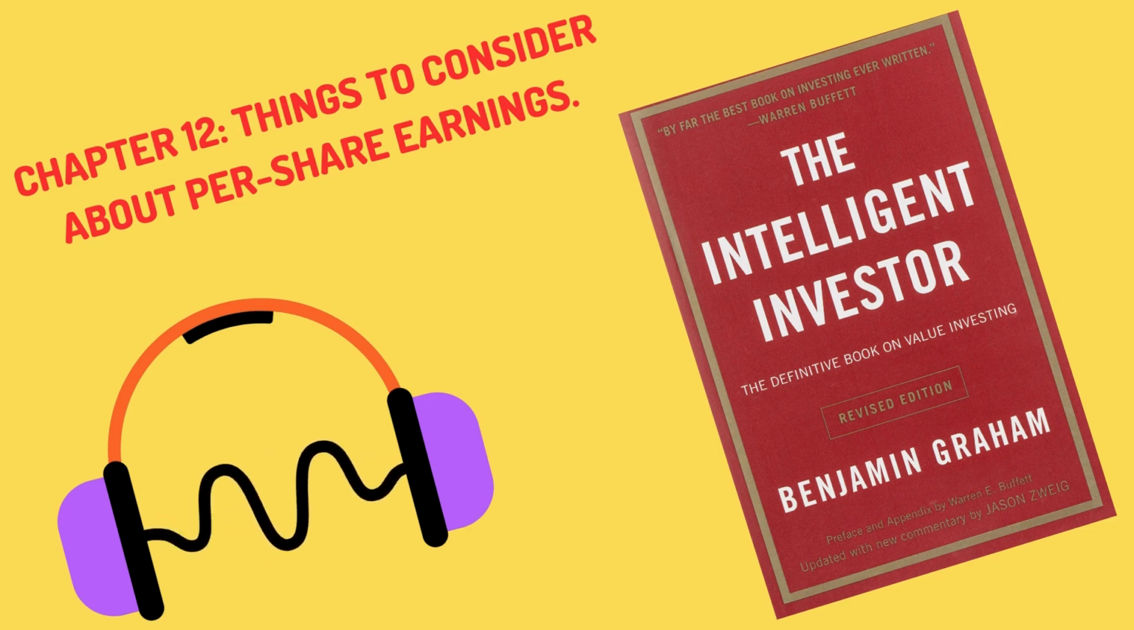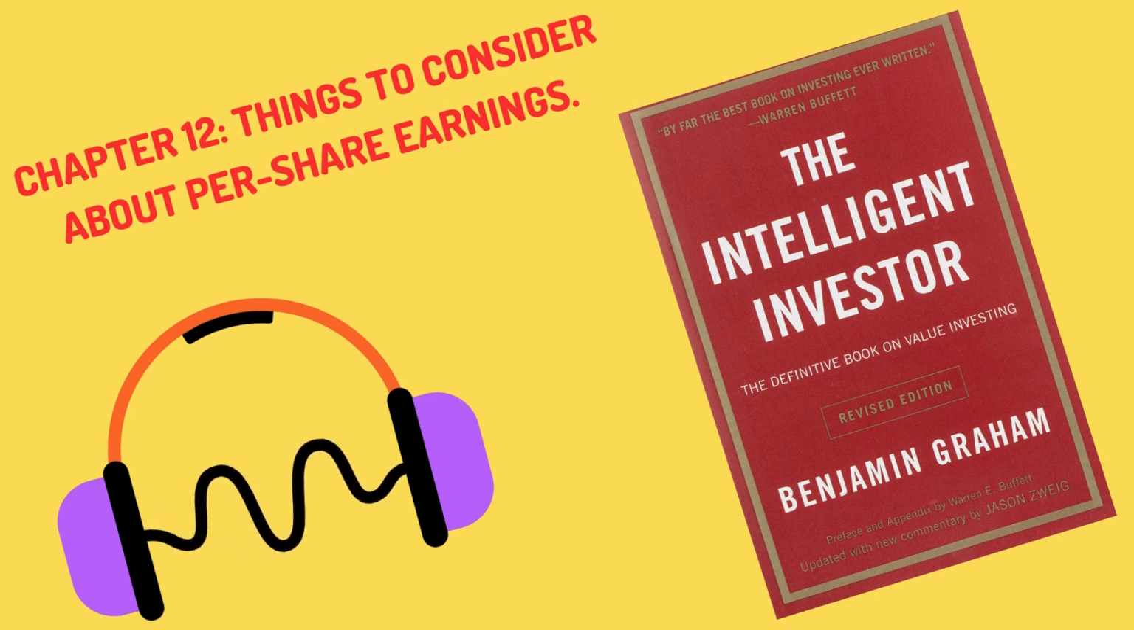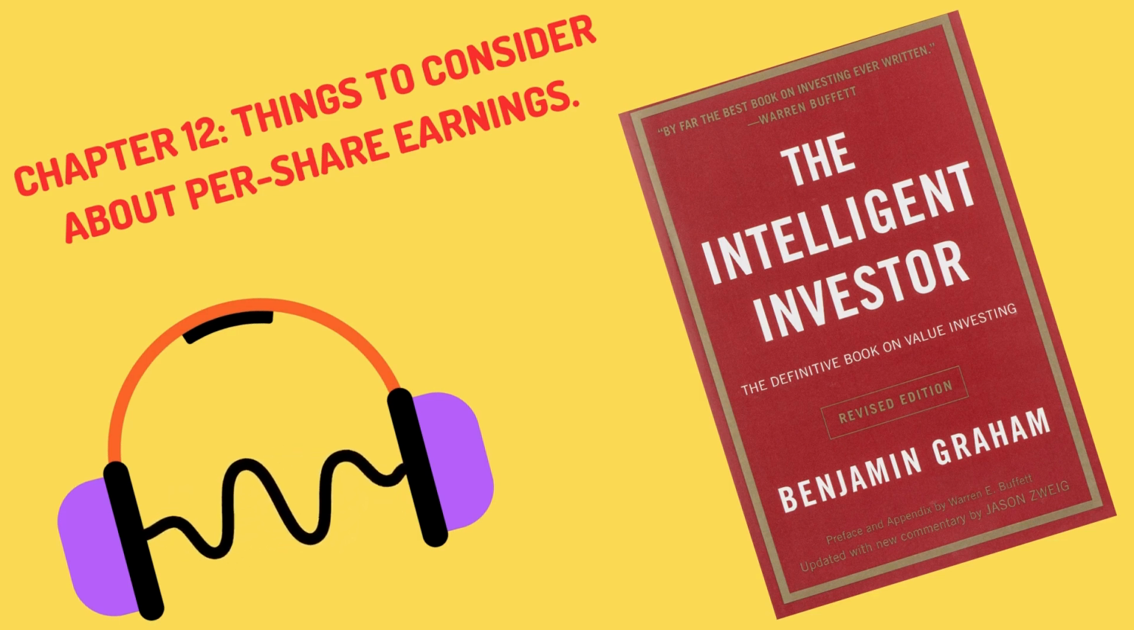Chapter 12, Things to Consider About Per-Share Earnings. In this chapter, Benjamin Graham discusses the importance of per-share earnings as a measure of a company's profitability, and explores some of the factors that can affect this metric. Graham notes that per-share earnings is a widely used measure of a company's profitability, and is often used by investors to compare the earnings of different companies within the same industry.